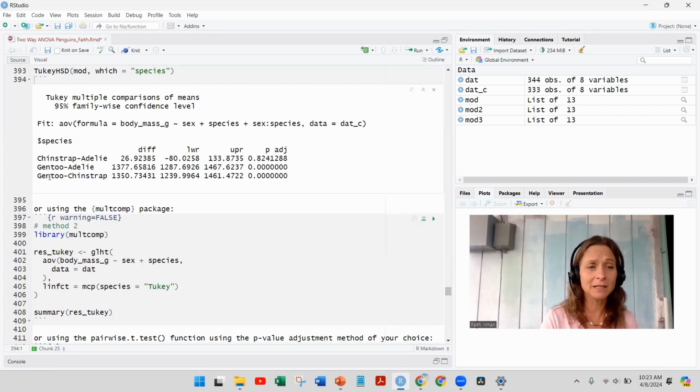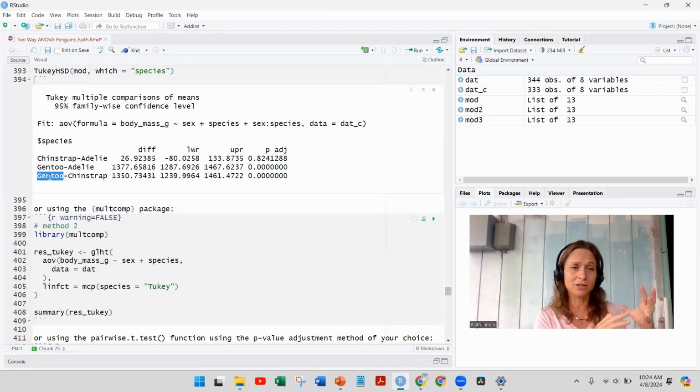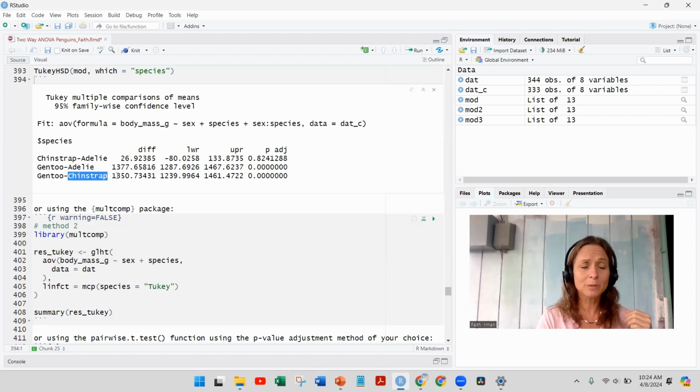So if you take the mean body mass of Gen 2, and you subtract the mean body mass of chin strap, the difference between those two means is about 1,350. Again, that's a pretty good amount, right? Grams, so that's like 1.3 kilos, which is, you know, a few pounds. So what do we get here?